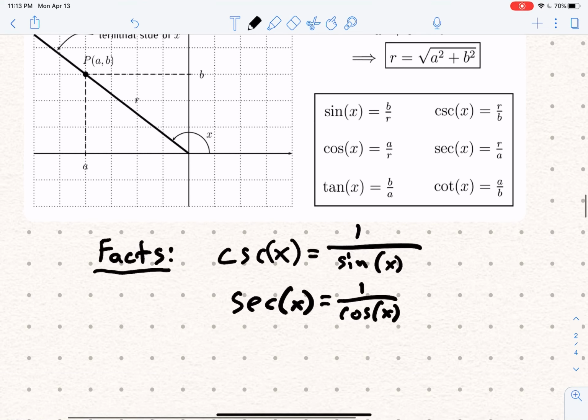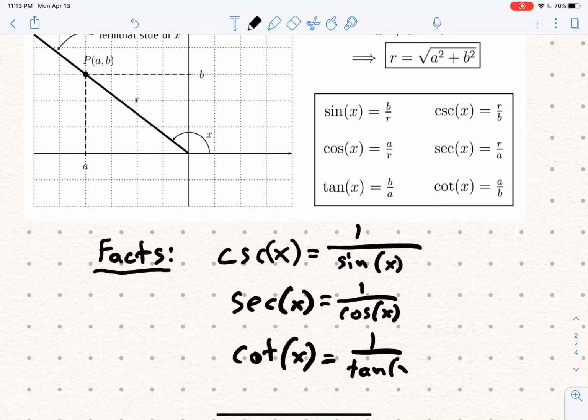And finally, cotangent of x is 1 over tangent of x. So this is nice because it says if you know sine, cosine, and tangent, then by essentially flipping them over, 1 divided by each of them gives you the other 3: cosecant, secant, and cotangent.